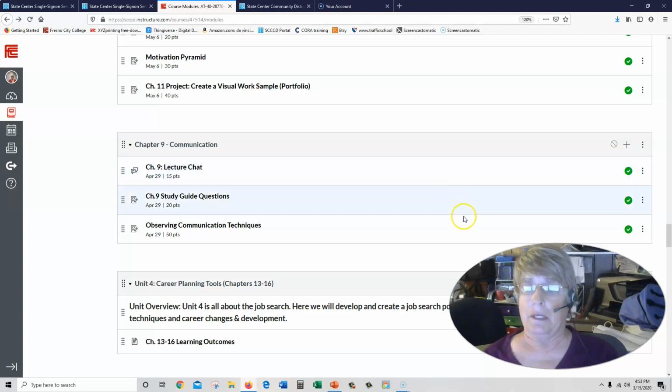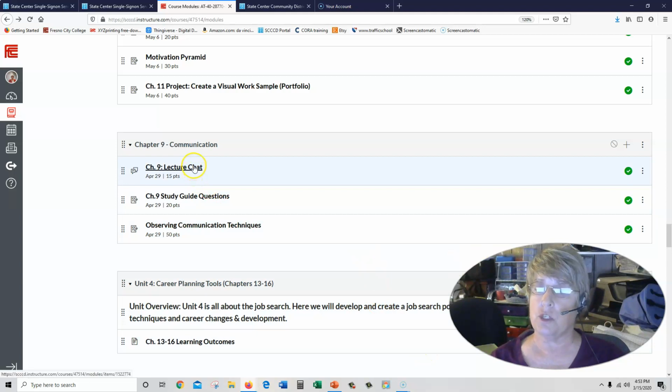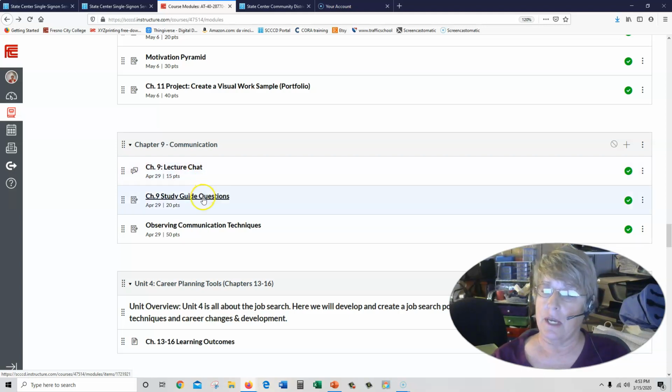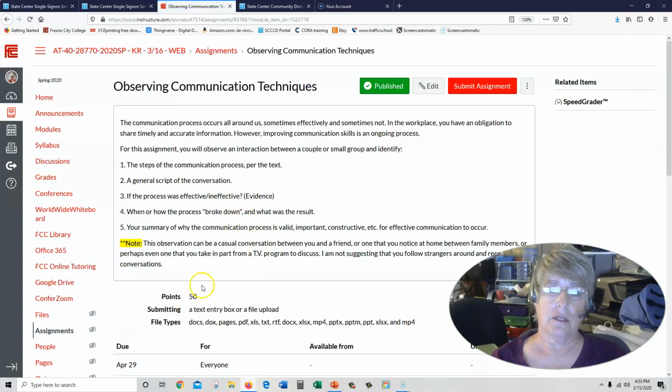So, okay, I'm going to let you go on with your work. As you can see here, there's a lecture chat, which you have seen on some of the other modules, and you can read the instructions on it when you open this up. Then there's study guide questions for you to do, and you need to observe a communication in process. When you click on this, please take a look at this.